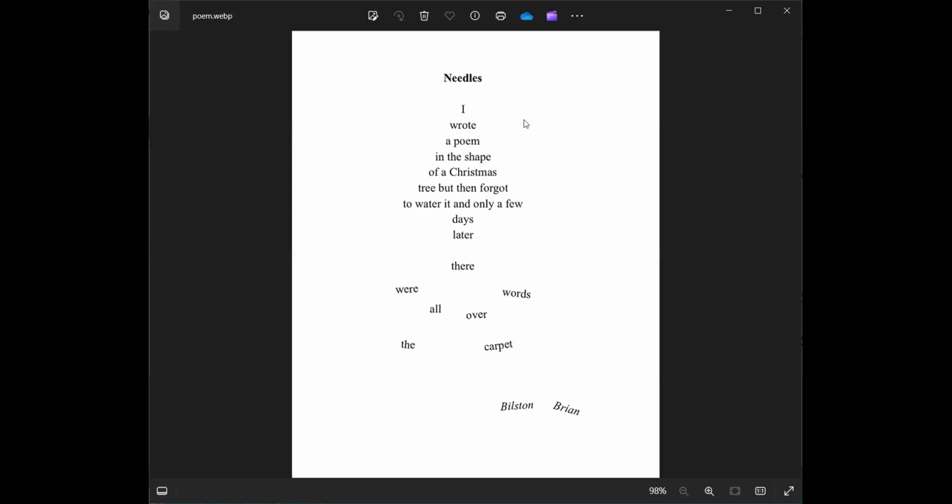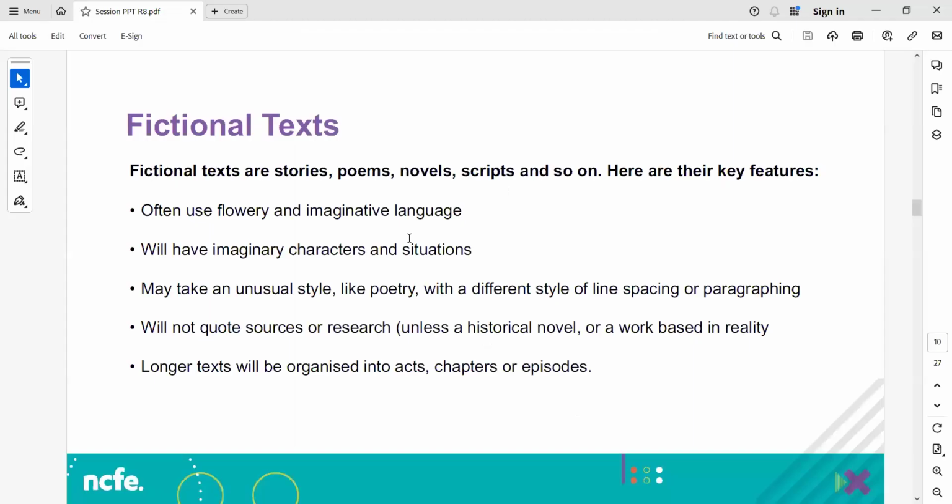Okay, I'm going to show you. So let's just quickly look again at the features, and then I'm going to show you another fictional text. So flowery, imaginative language, imaginary characters and situations, unusual style, not quoting research, and may be organised into acts or chapters. So let's have a look at another fictional text and see if you can spot any of those features.